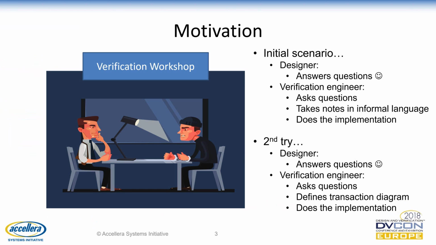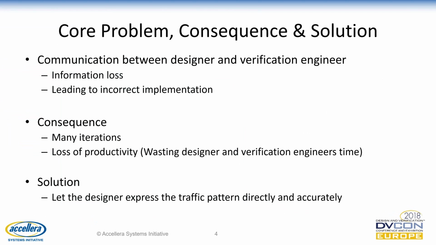So the core problem in real life was the communication between the designer and the verification engineer. There was some kind of information loss, which led, of course, to incorrect implementations. As a consequence of this, we had many iterations back and forth. In general, you get a loss of productivity and you waste both the verification engineer's and the designer's time. So we tried to think a little bit about that.